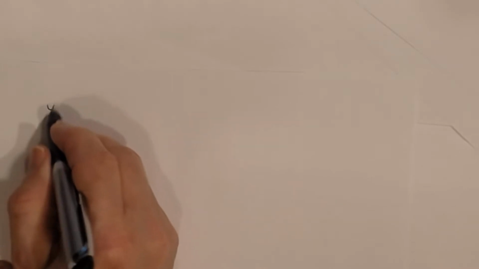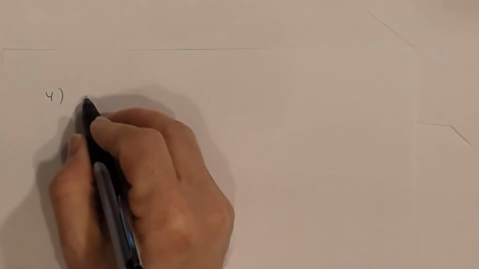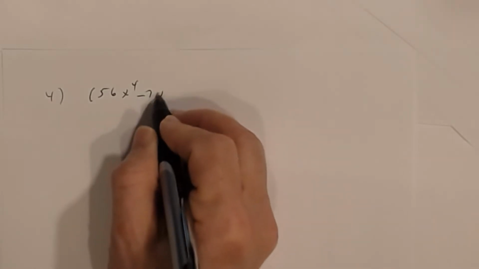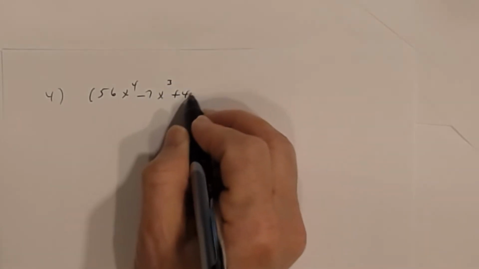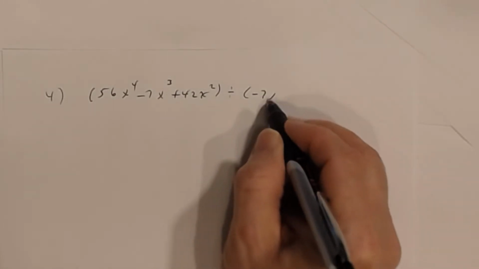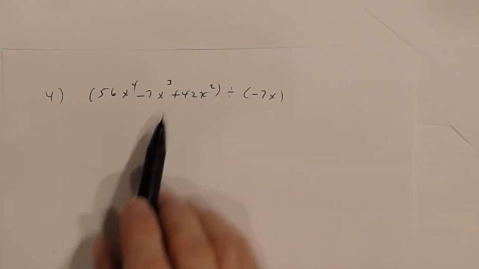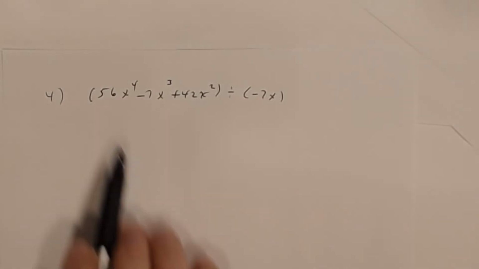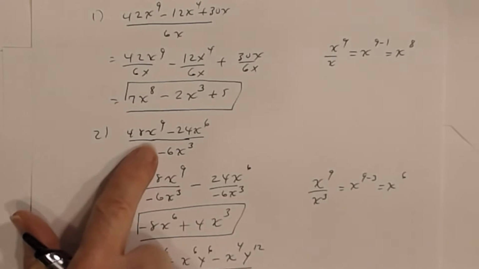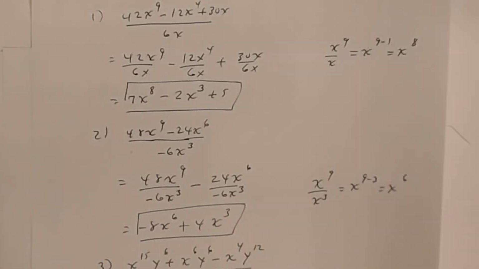All right, number 4, let's suppose we had this in number 4. Now number 4 looks like 56x to the 4th minus 7x cubed plus 42x squared divided by negative 7x. So just remember, sometimes it's helpful, see how it's written horizontally like this? Sometimes it's helpful if you write it like this. So let's go ahead and do that.